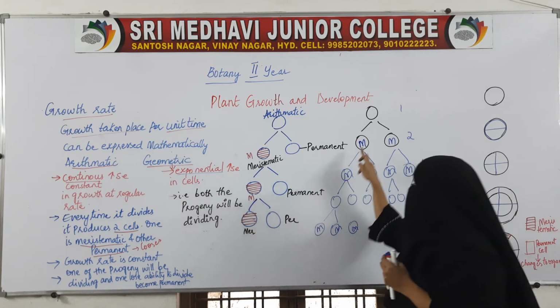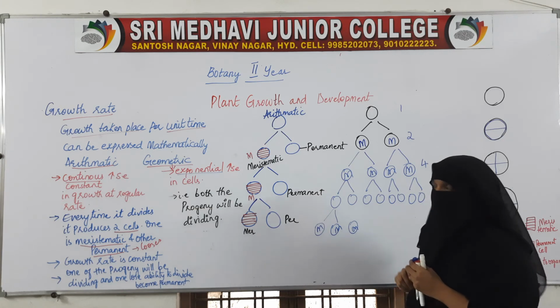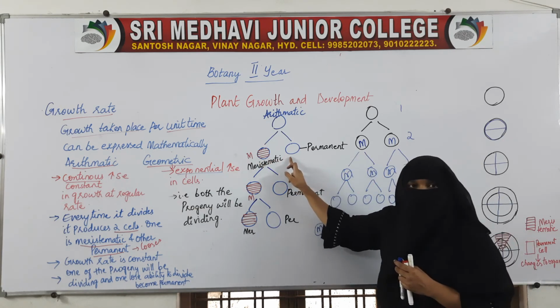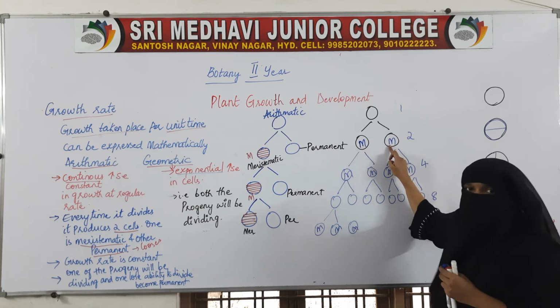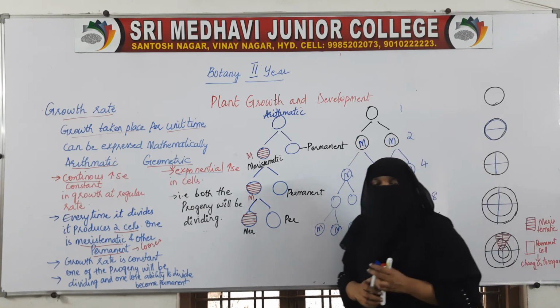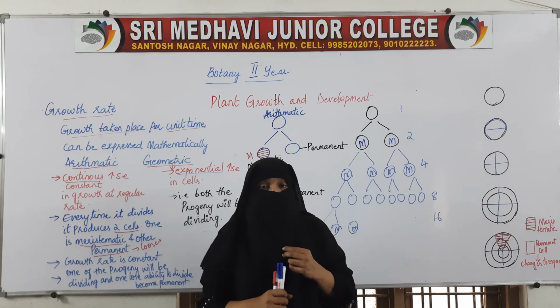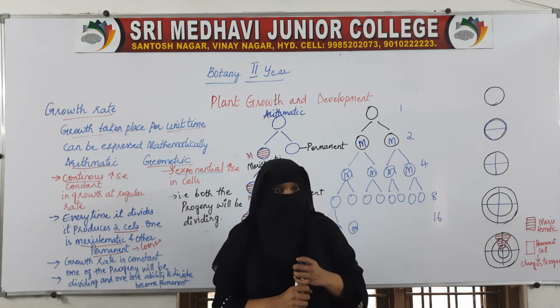Here both the progenies will be dividing. In arithmetic growth, only one progeny is dividing and one loses the ability to divide. But in geometric growth both the progenies are dividing. That is, both the daughter cells, or the newly formed cells, are meristematic cells.